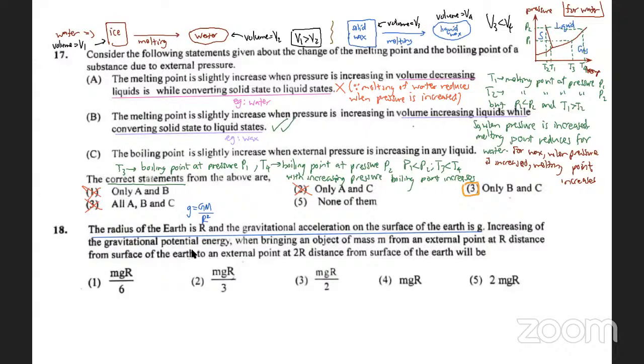The increase of the gravitational potential energy when bringing an object of mass m from an external point at r distance from the surface of Earth to an external point at 2r distance from the surface of Earth will be. This is also a past paper question. You must have done this in your theory classes and in term test papers. Quite a familiar question. So let's wrap it up.